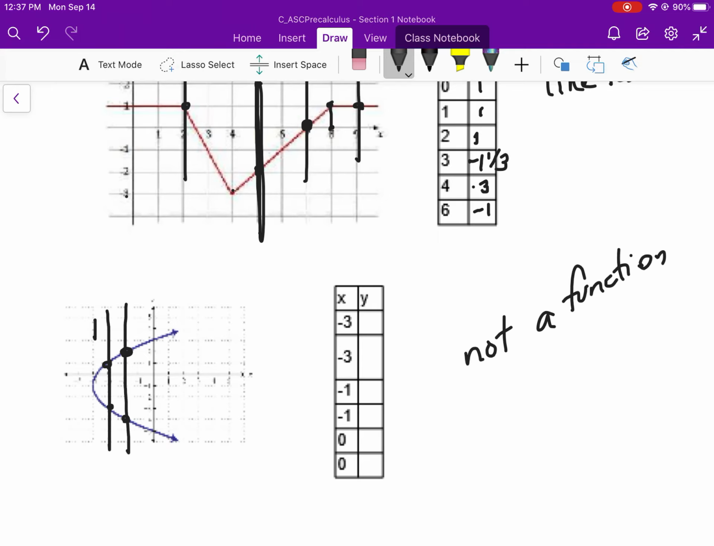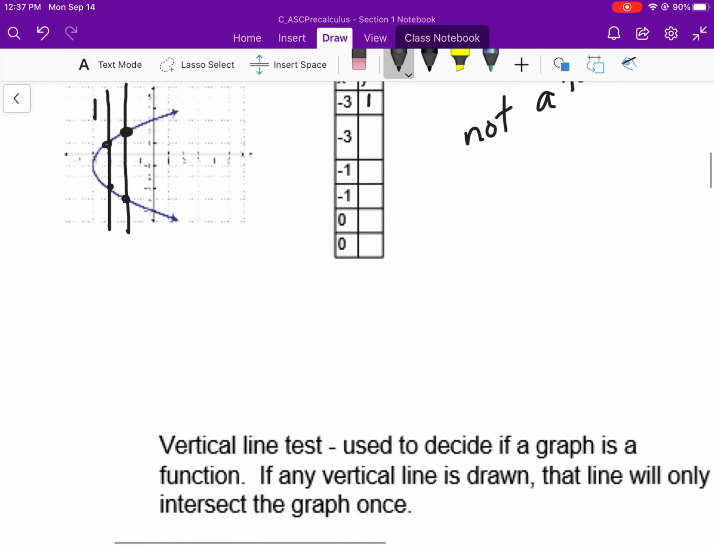So negative 3 looks like a positive 1 if I wanted to fill this in. Negative 3, I can't even tell. I can't even read the numbers on the graph. I don't know why I put that in there. Anyway, so that doesn't work.